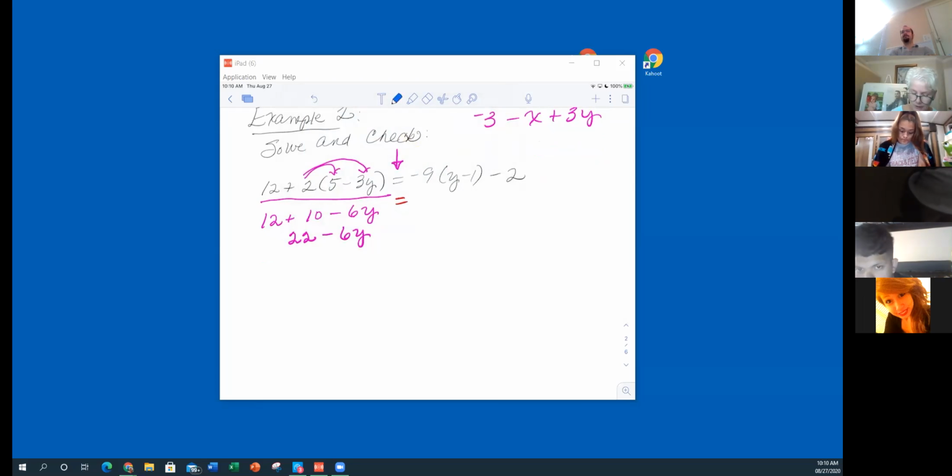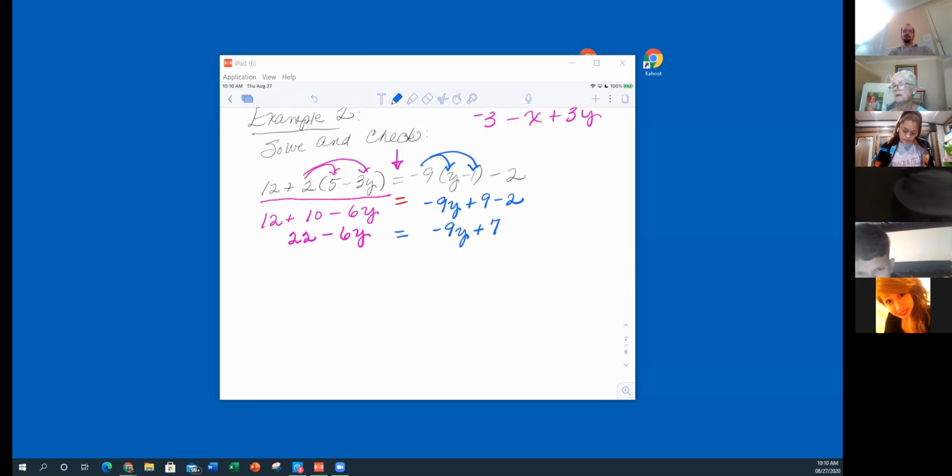And I'm going to distribute the negative 9. And that's going to give me negative 9y plus 9 minus 2. Oh, so it's like a two-step solution kind of. Right, we're simplifying one side, and then we're going to simplify the other side. And then we're just going to move one side to the other and cross it off. You're exactly right. Negative 9y plus 7.